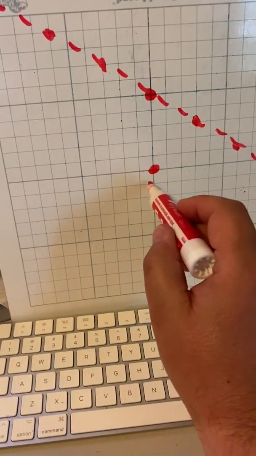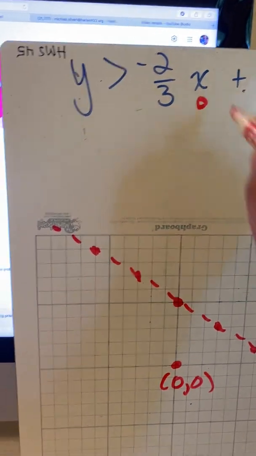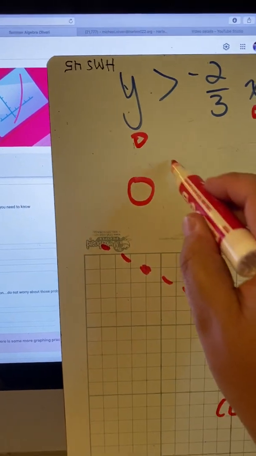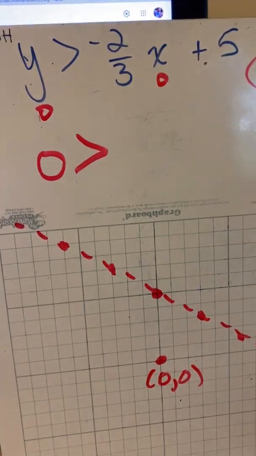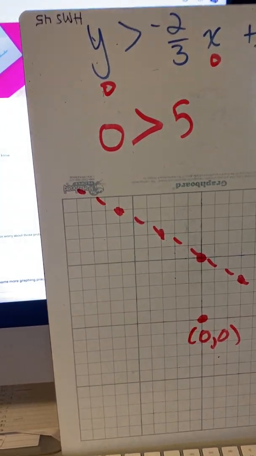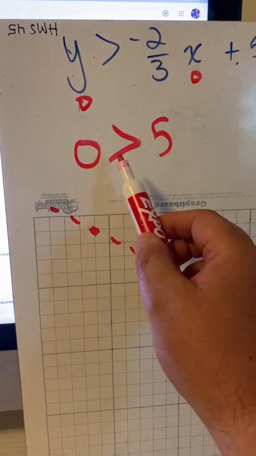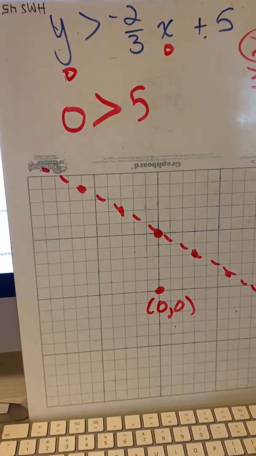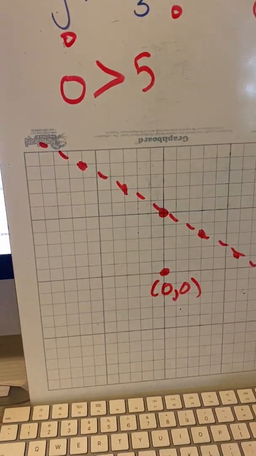I take the 0, 0, and I put the 0 in for the x, and I put the 0 in for the y. So this turns into 0 is greater than negative 2/3 times 0. Correct, it's 0. What is 0 plus 5? It is just 5. Now I can look at this statement and ask, is 0 greater than 5? Well, this is not true. This is not a true statement.